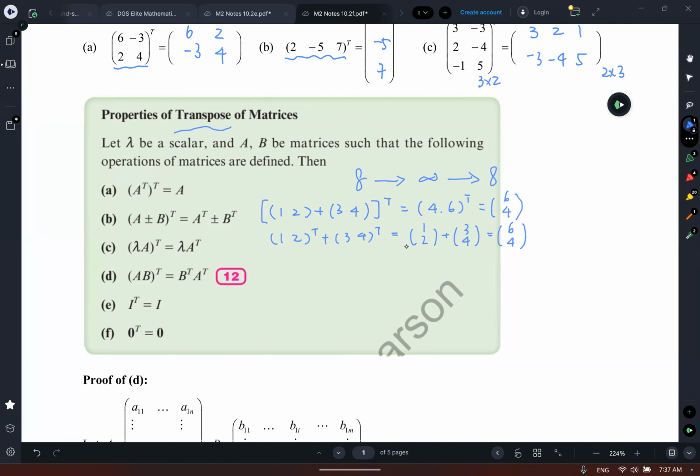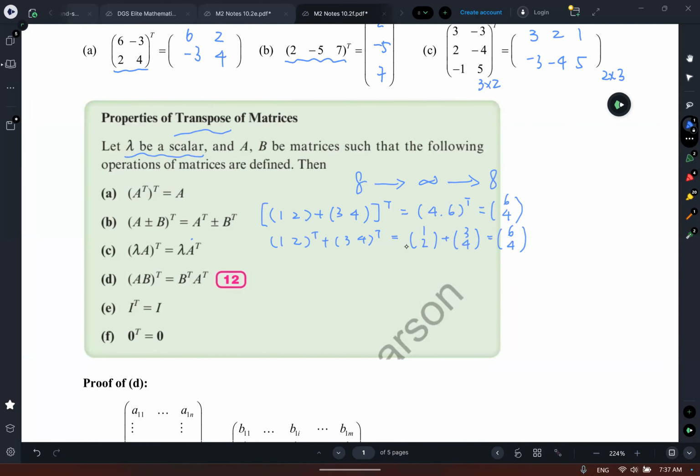Now, after you know this is true, you can use it later. Next is scalar multiplication. Lambda is a scalar. Scalar means a number. So lambda times A transpose means transpose first and then multiply by lambda.